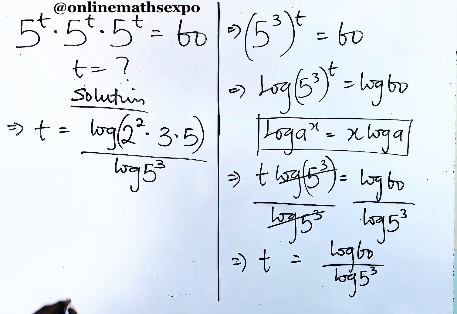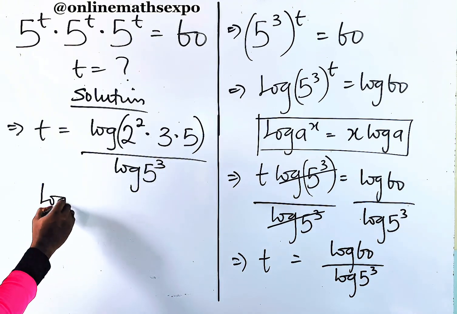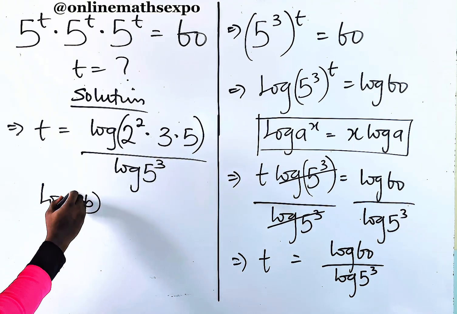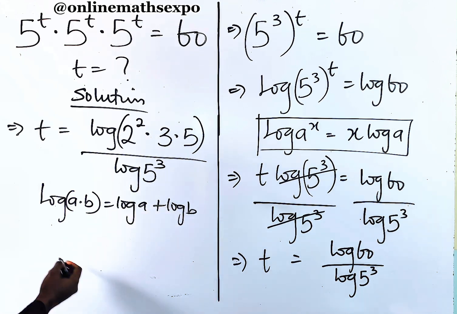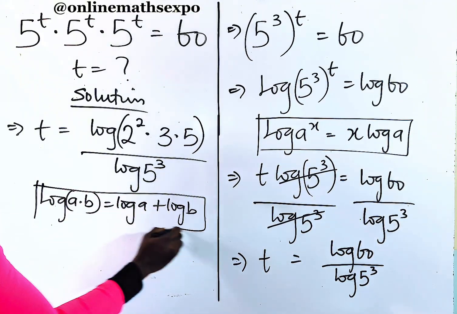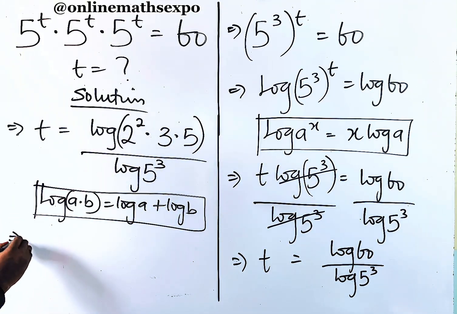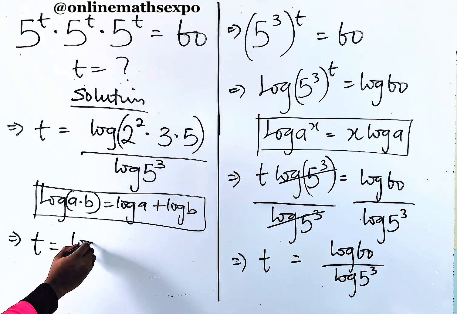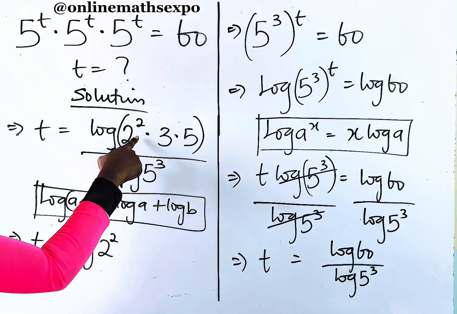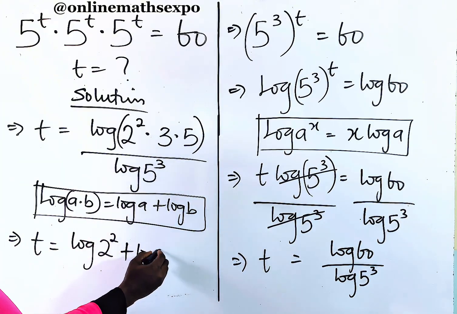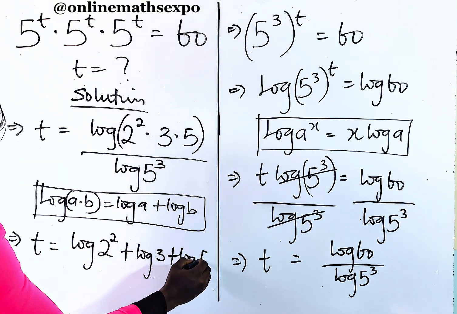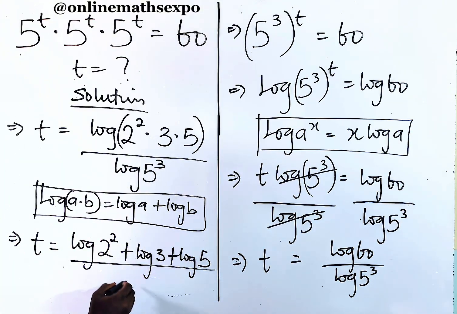Now what do you do next? Just quickly remember, for every log of a multiplied by b, it's always log of a plus log of b. Multiplication turns to addition. So applying it on the right side, we have t is equal to log of 2 squared. This will turn to addition. So we have log of 3 plus log of 5, and is divided by log of 5 cubed.